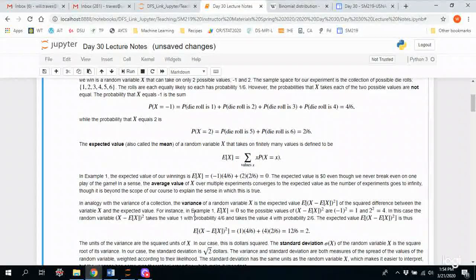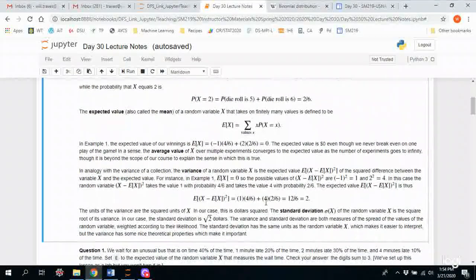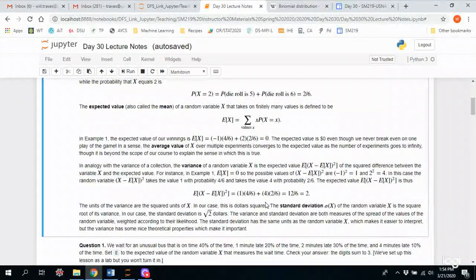The variance of the random variable is another number associated to the random variable. It's the expected value of the squared difference between the random variable and the expected value. And here's an example of how you compute that number. The variance has units equal to the units of x squared, and that makes it hard to interpret. So instead, we often take the square root of the variance and call that the standard deviation.